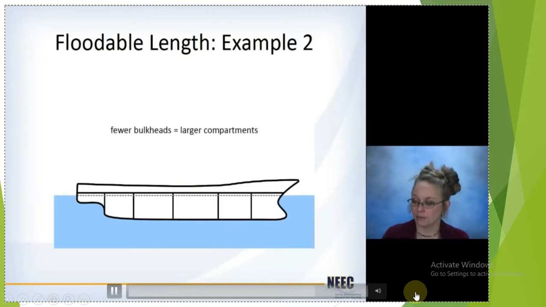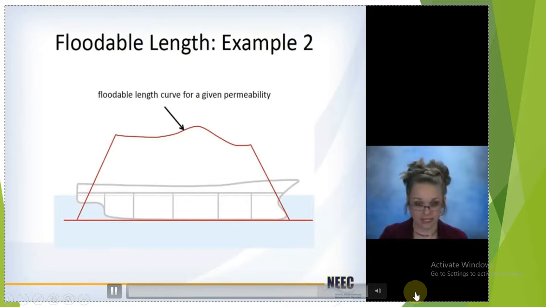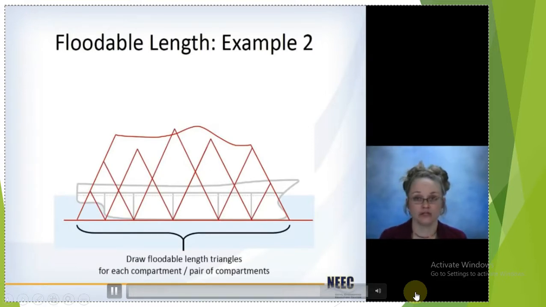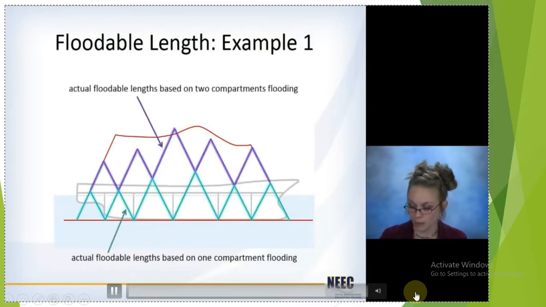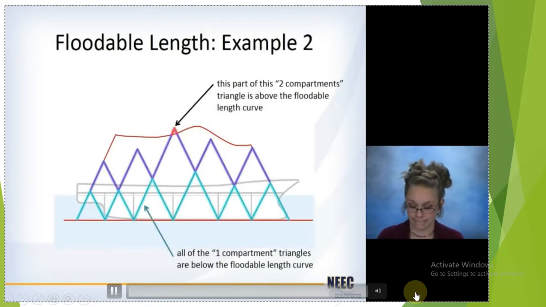Here's another example. Same ship, but now we have fewer bulkheads, so we have larger compartments. We'll overlay it with its floodable length curve here, with a different permeability. We take it, again, draw the floodable length triangles for each compartment and pair of compartments. But now we have fewer bulkheads, we have larger spaces, and so the triangles are correspondingly larger. We do the same thing, highlight the lines for the actual floodable lengths for the one compartment flooding and for the two compartment flooding, and we see this part of the two-compartment triangles is above the floodable length curve.